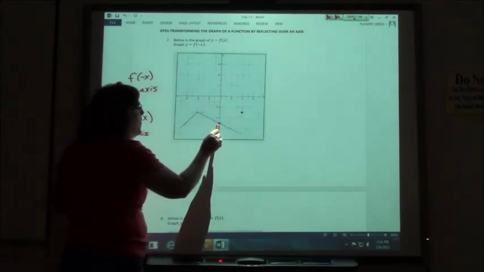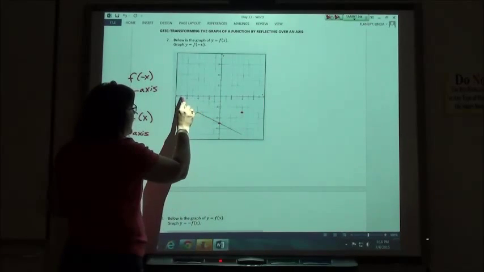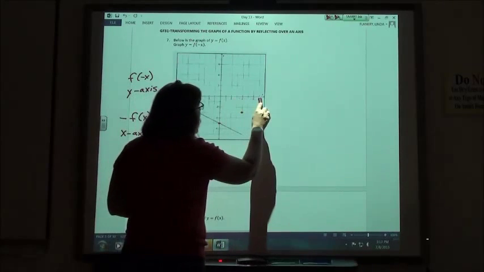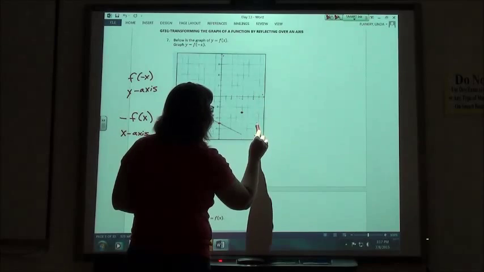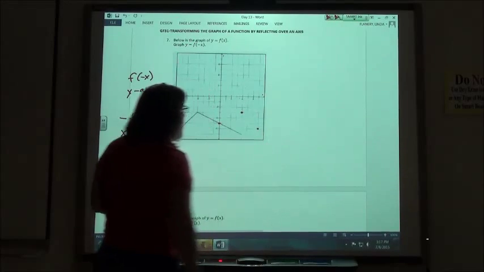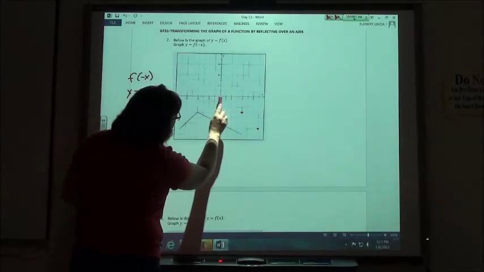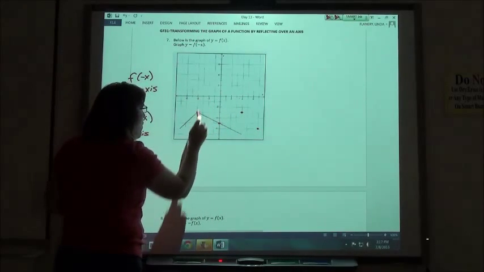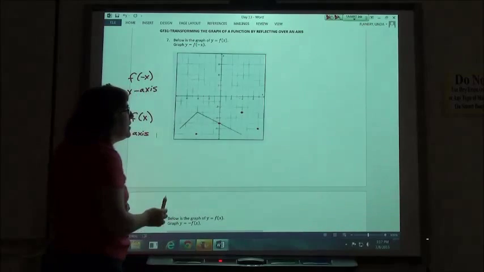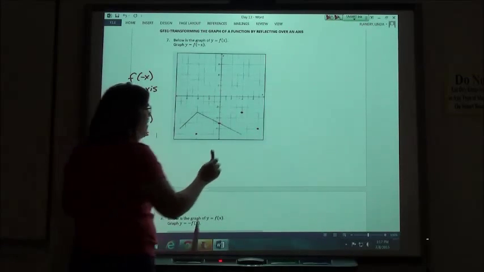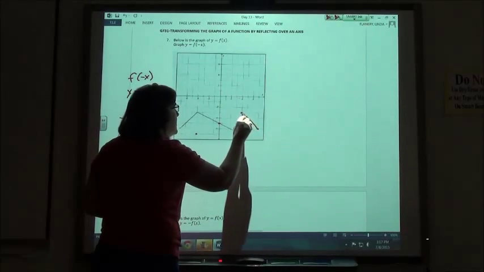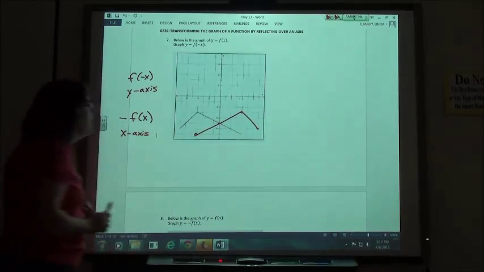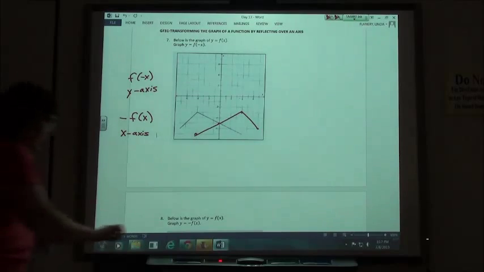If I do my end point, this one is at -7, -6. So at +7, -6, I'm going to have a point. And this one is at +4, -7. So at -4, -7, I'm going to have a point. So my graph now is going to look like this. Oops, if I could draw an end right there. And then that's how that's going to look.